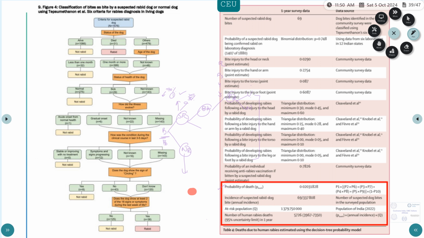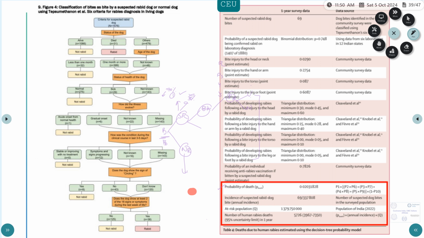Based on that, they got a number of bites, and for each of the bites they tried to say, okay, this was probably a rabid bite and this was probably not a rabid bite. From that they calculated that these were probably rabies. And based on data on rabid bites and how many deaths there are, they estimated the probability of death in the population due to rabies. So that is the total that you are looking at here.